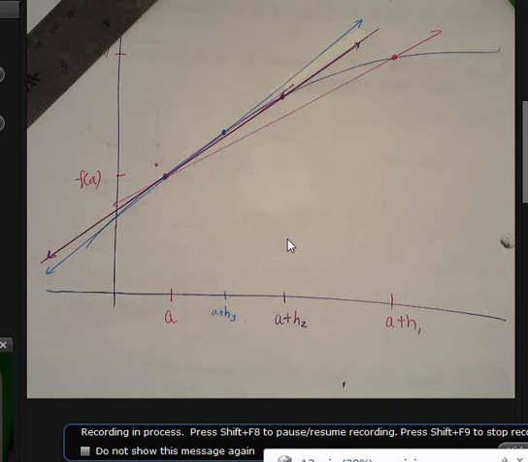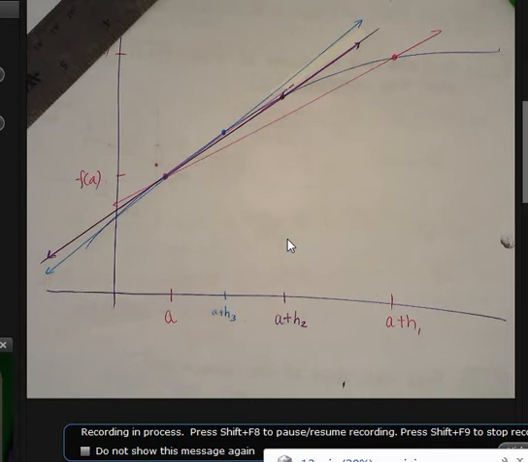We just want to know what it's going to approach as it gets closer and closer to 0. When you're talking about as h approaches 0, either we want the x value to approach a, or we want the h value to approach 0. It's the same thing. Okay?